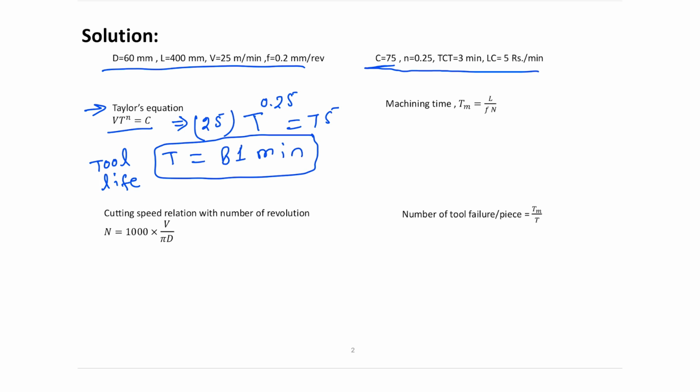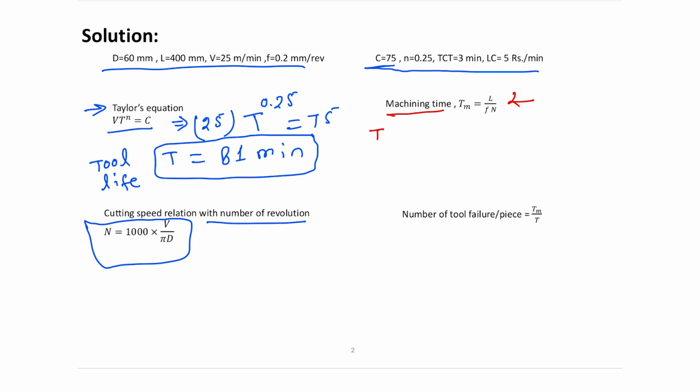We also know the relationship between cutting speed and number of revolutions is given by this expression: N equal to 1000 V by pi D. Now let's find the machining time. So what will be the machining time? Machining time Tm will be L by F N. We have length L 400 mm, and F is the feed rate they have given. So now let's put all the parameters in this equation.